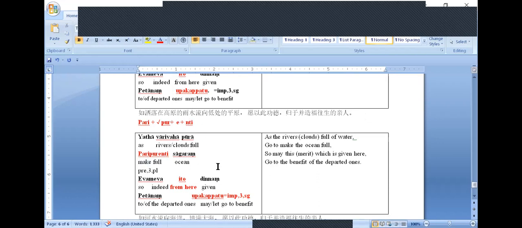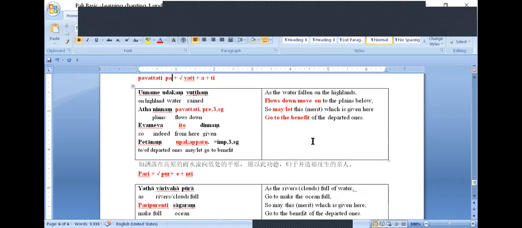Okay, paripurenti. So this chanting is powerful because it's talking about a comparison. When the water comes from a high place, it will fall down naturally to the ground, right? So whatever good merits we have, what is given from here, let it, or may it, go to benefit the departed ones.